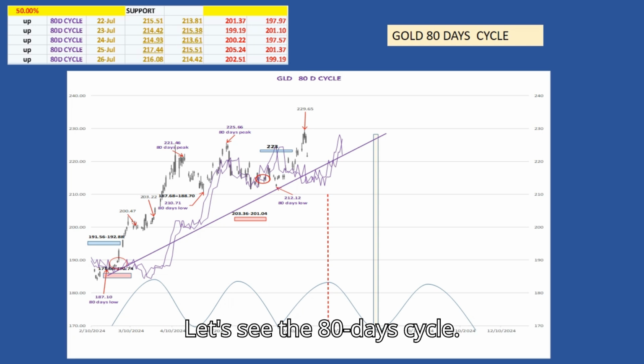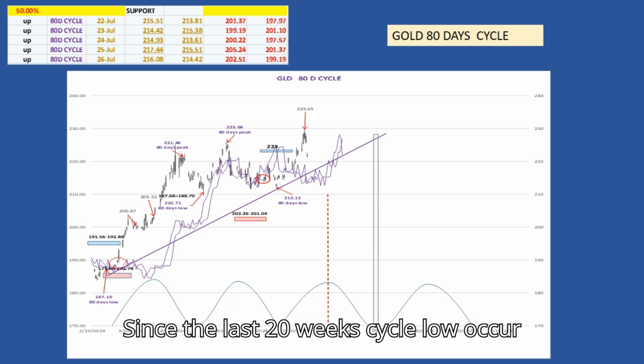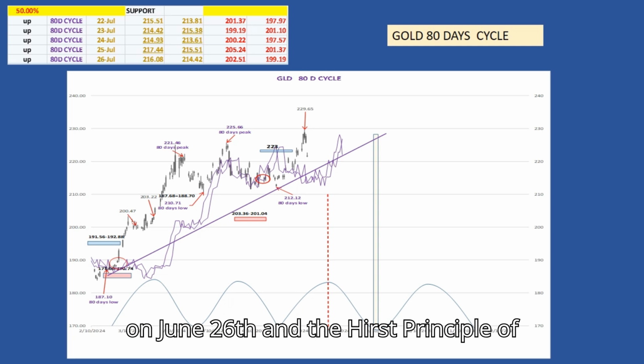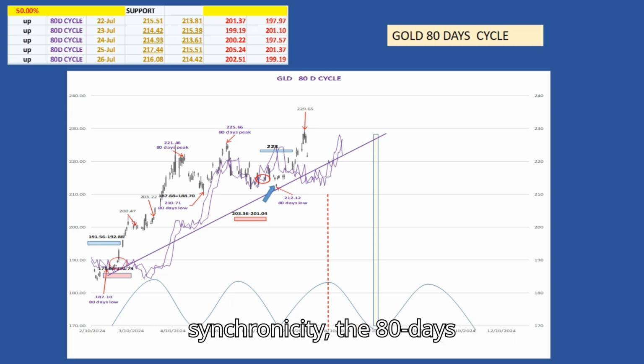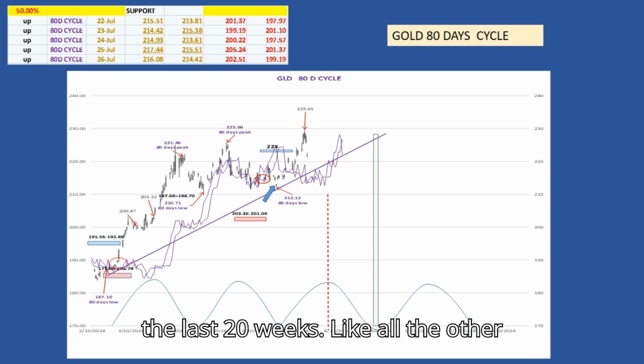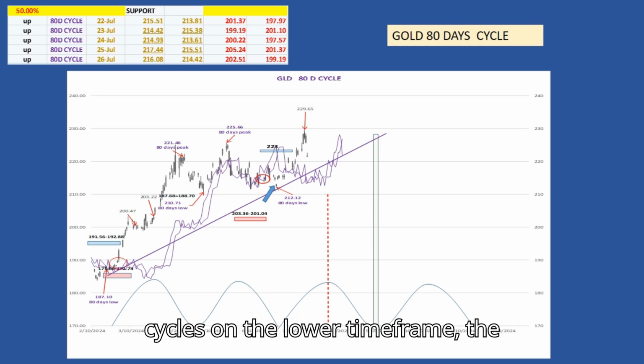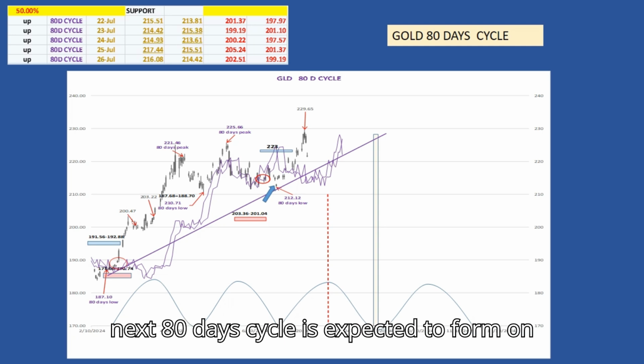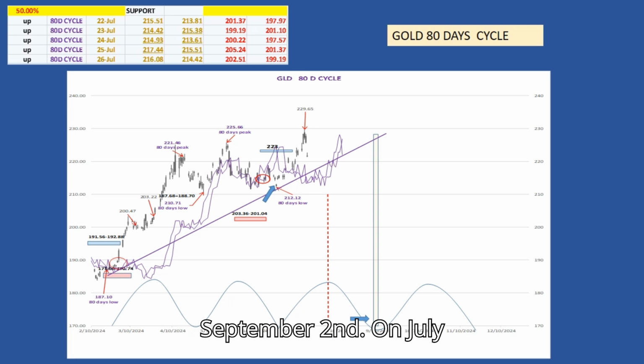Let's see the 80 days cycle. Since the last 20 weeks cycle low occurred on June 26th, and by the Hurst principle of synchronicity, the 80-day cycle formed a low at the same time as the last 20 weeks, like all the other cycles on the lower time frames. The next 80 days cycle low is expected to form on September 2nd.